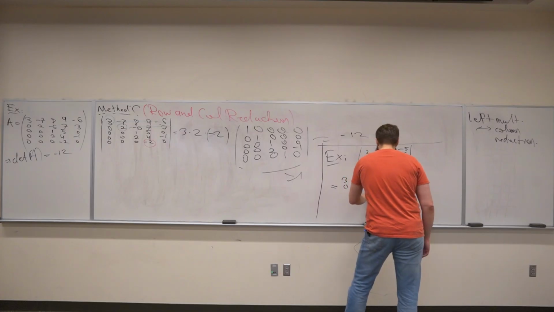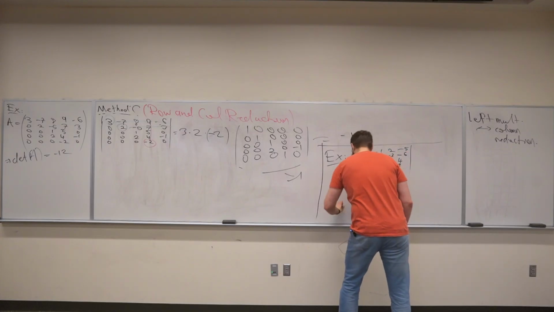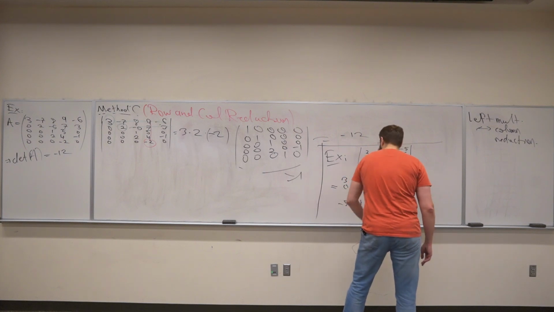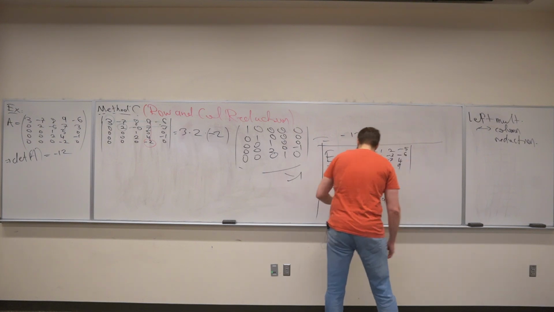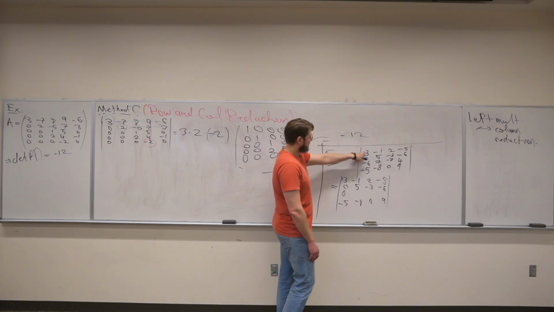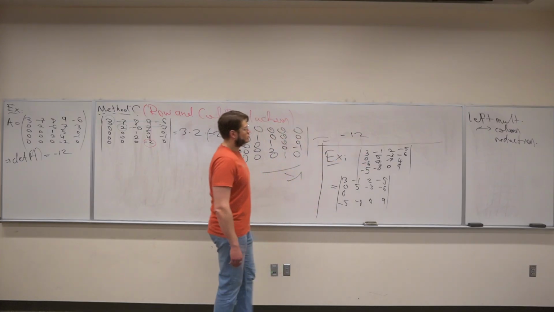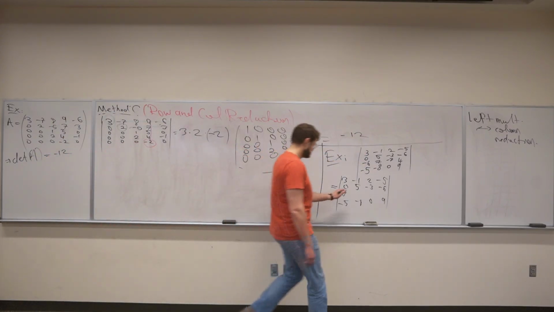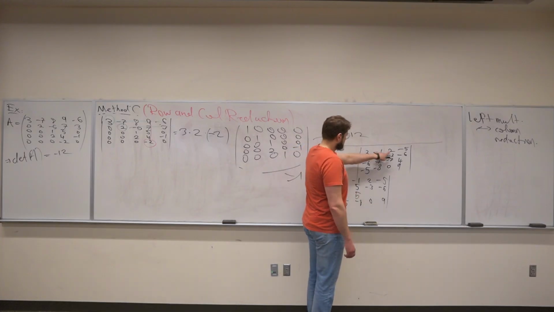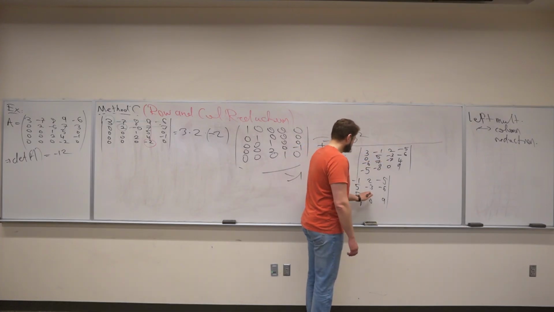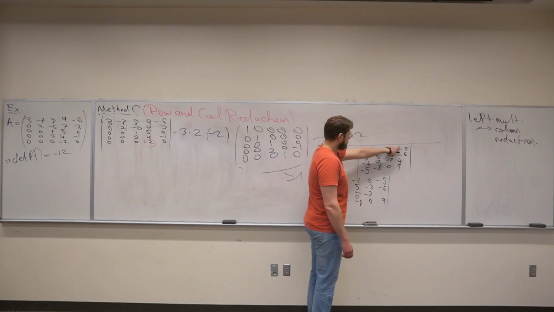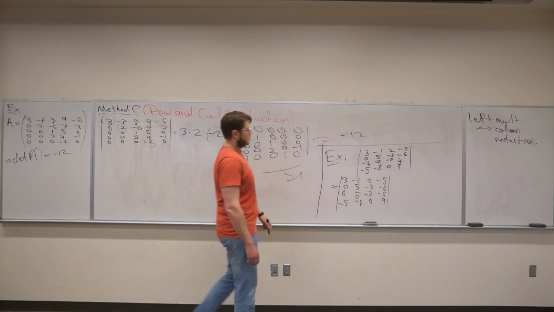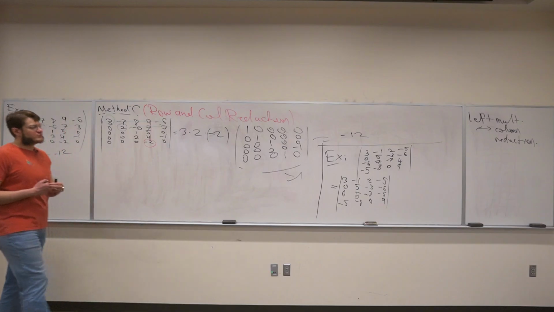Zero, 5, -3, -6, and then the fourth row stays as is, like this. Here I have a 0. I'm adding twice this to this. So -2 plus 7 is 5. 4 minus 7 is -3. -10 plus 4 is -6. Okay, I have 2 rows repeating.